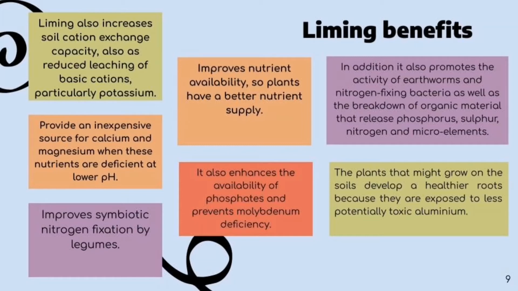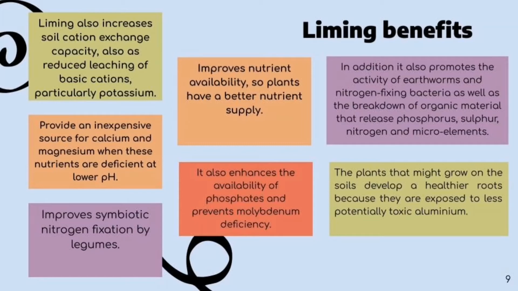Liming benefits. First, liming increases soil cation exchange capacity and reduces leaching of basic cations, particularly potassium. Second, it provides an inexpensive source of calcium and magnesium when these nutrients are deficient at lower pH. Third, it improves symbiotic nitrogen fixation by legumes. Fourth, it improves nutrient availability so plants have a better nutrient supply. Fifth, it also enhances the availability of phosphates and prevents molybdenum deficiency.